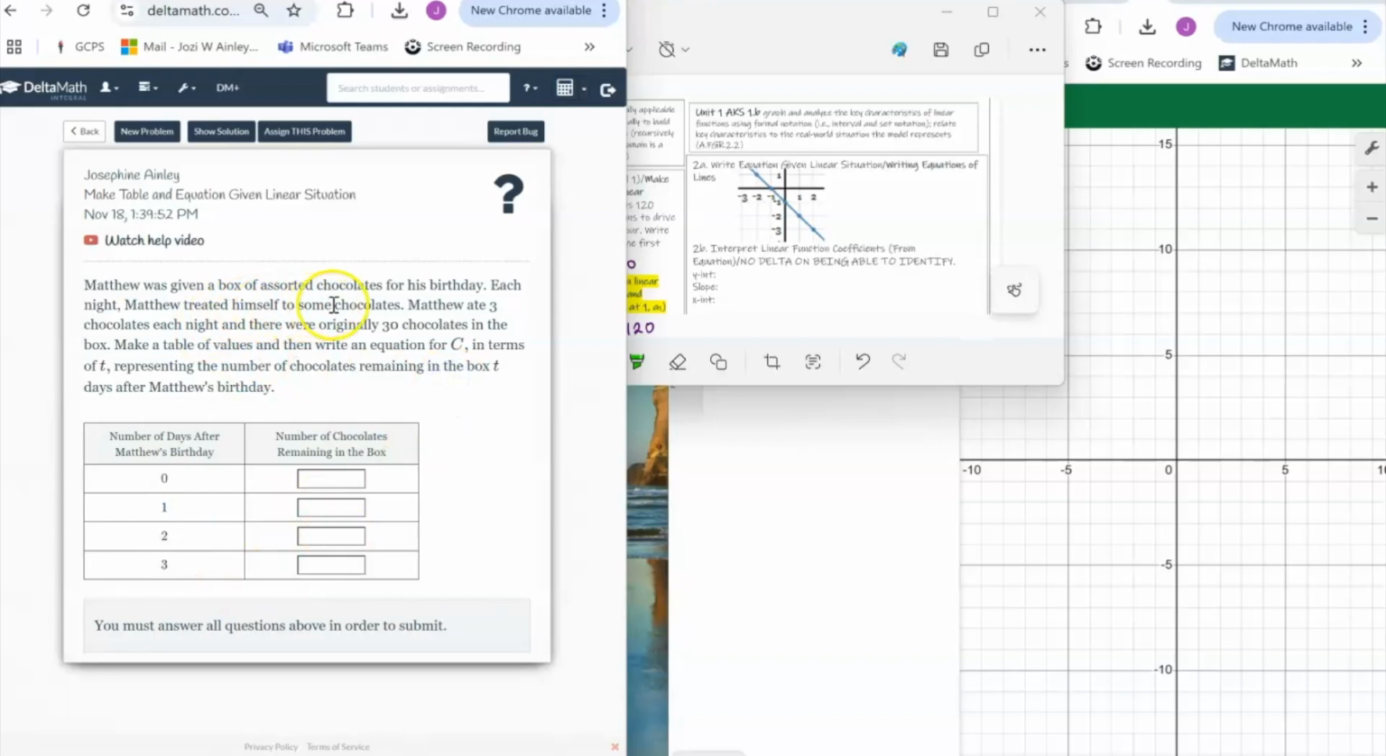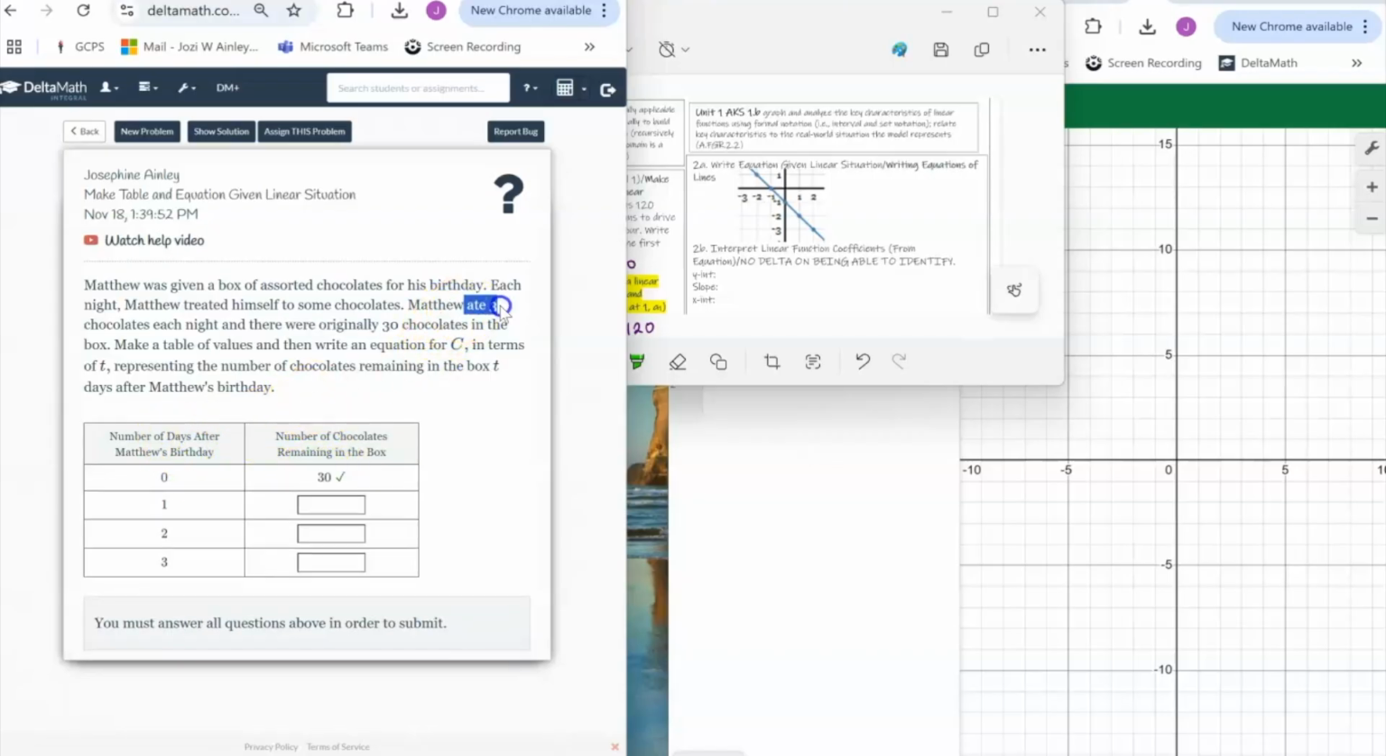So Matthew is given a box of assorted chocolates for his birthday. Each night, Matthew treated himself to some chocolates. Okay, so think about the situation. What's happening? Matthew starts off with a certain number, right? So when he starts, he has how many chocolates in the beginning? He has 30. He hasn't eaten any.